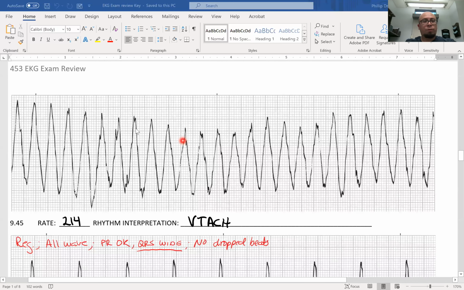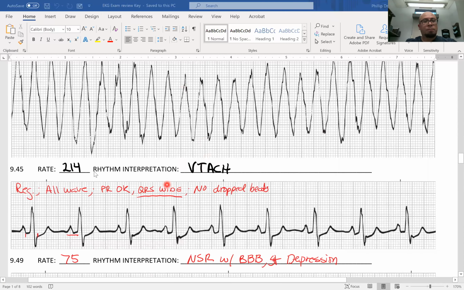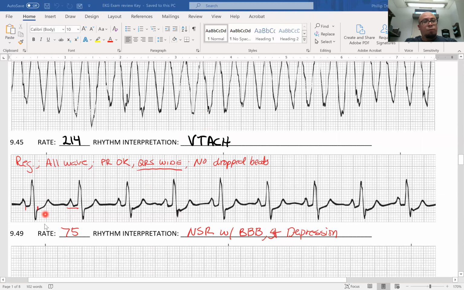This one will sweep by really quick. This is 214 beats per minute, and this is ventricular tachycardia. 9.49 is regular. Our rate is 75. We have all of our waves, PR intervals okay, wide QRS, no drop beats. So we have normal sinus rhythm with a bundle branch block and ST segment depression.